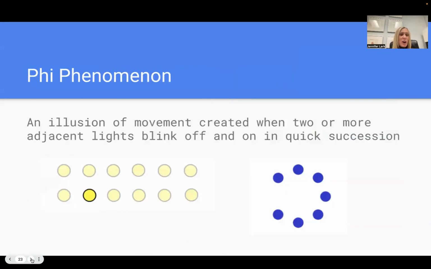And then the phi phenomenon. This is an illusion of movement created when two or more adjacent lights blink off and on in quick succession. So nothing is actually moving in these images. It's different flashes of lights that are adjacent to each other.